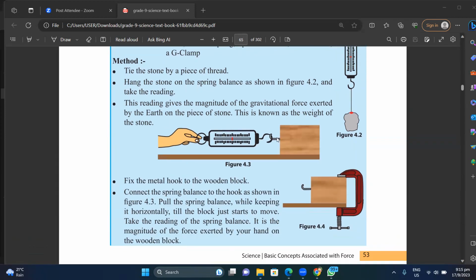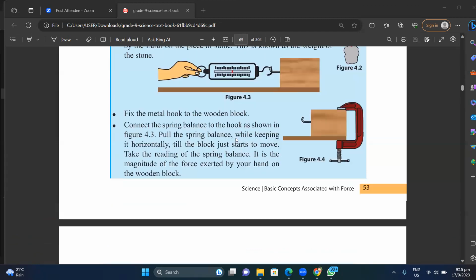Like you can see, after dragging here, this will show you some reading, and that is the force given for pulling this. Likewise, it's possible to measure the force in Newton. Actually, this is shown in kilograms or grams, but it's possible to see this in Newton, right? In kilogram or Newton. So that is the force.